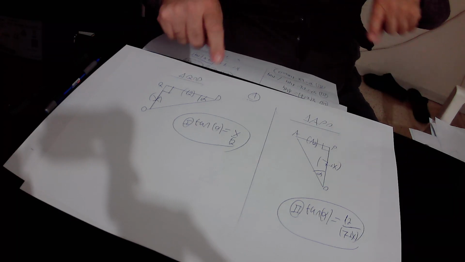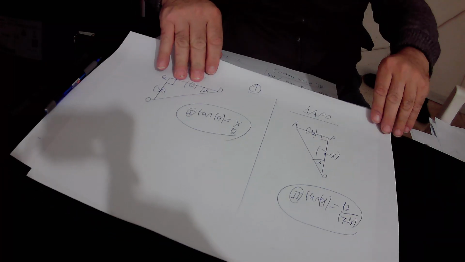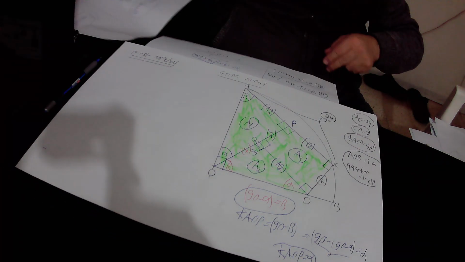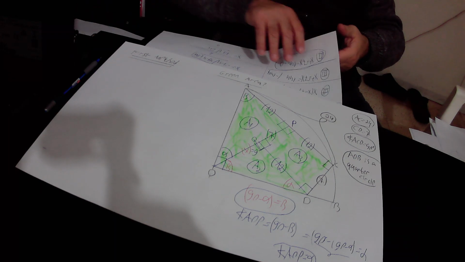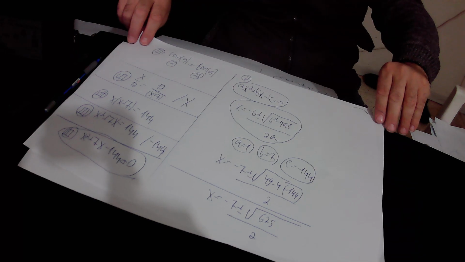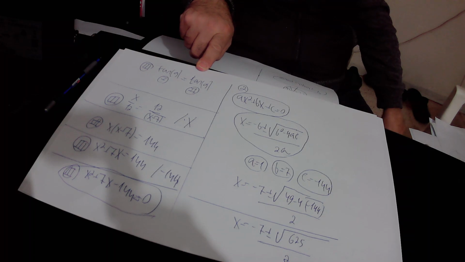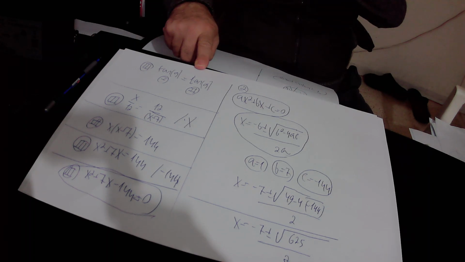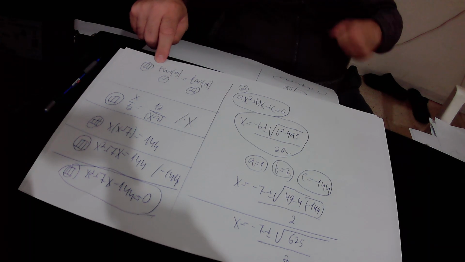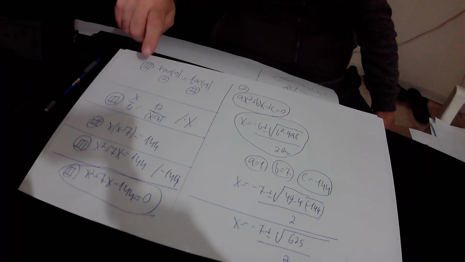So we have two different expressions for tangent alpha. Then we created equation number 3 that states that tangent alpha according to equation number 1 must be equal to tangent alpha according to equation number 2. Tangent alpha according to equation number 1 is x over 12, and it must be equal to tangent alpha according to equation number 2, which is 12 over x plus 7.